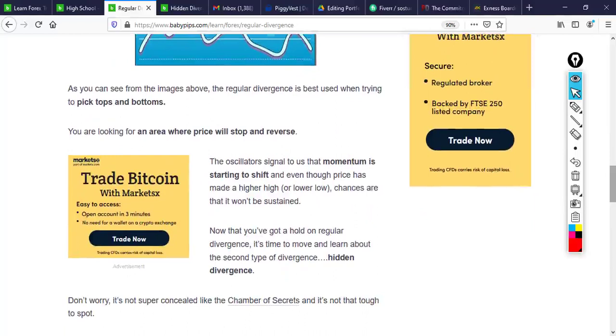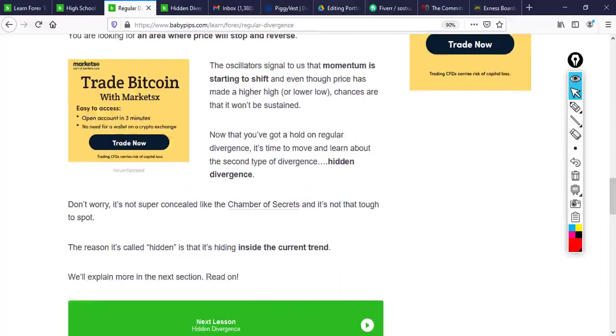So as you can see, you can use divergences to try to pick tops and bottoms. You are looking for an area where price will stop and reverse. The oscillator signals to us that momentum is starting to shift, and even though price has made a higher high or lower low, chances are that it won't be sustained.